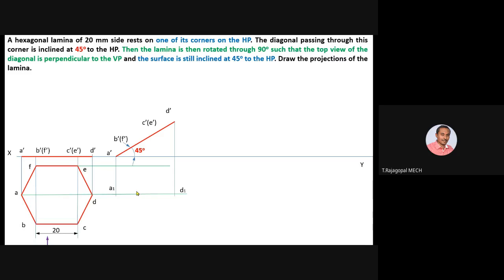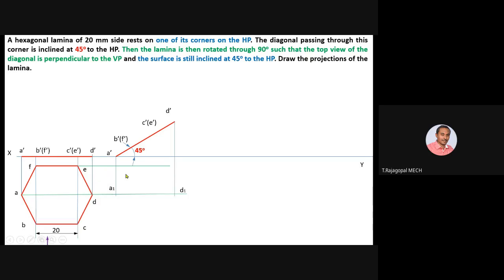From this, next you can extend the projectors from D. It is our wish; we can start with any projector. Okay, now F and E. Extend the projectors from F and E. And here you can check that in the A projector, D is also located on the same projector. So from front view D dash, I extended the projector. Both meet at this point. Mark it as D1. Afterwards, AD is completed.